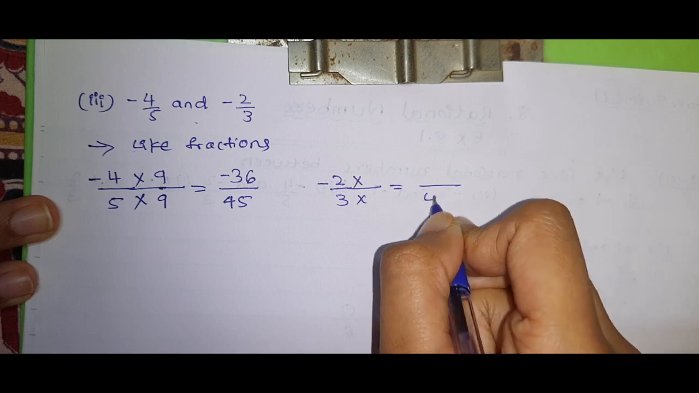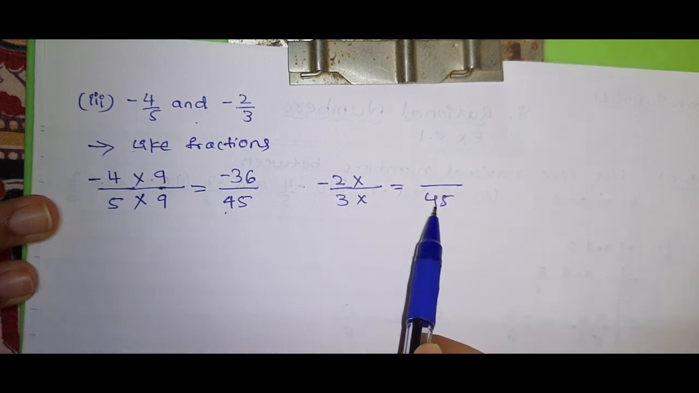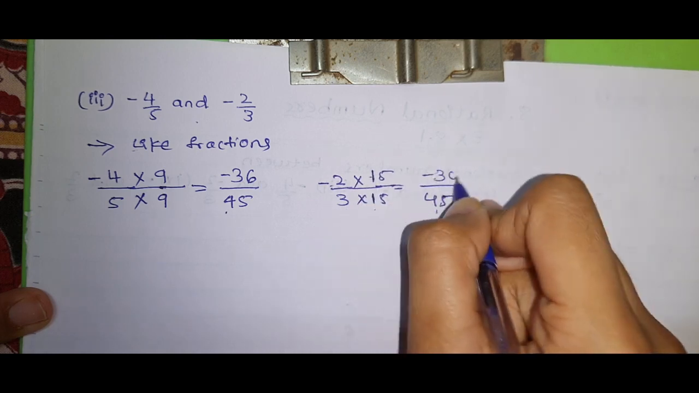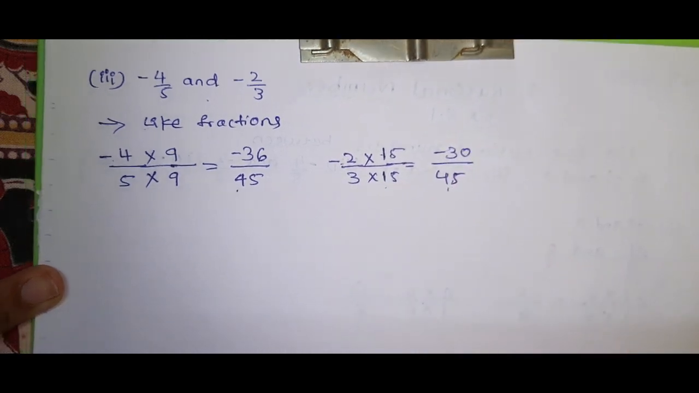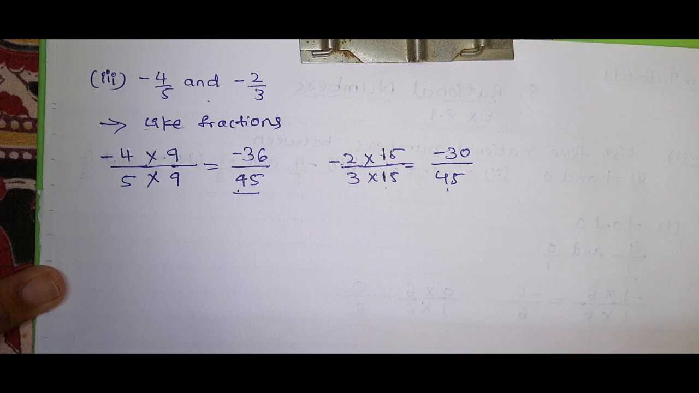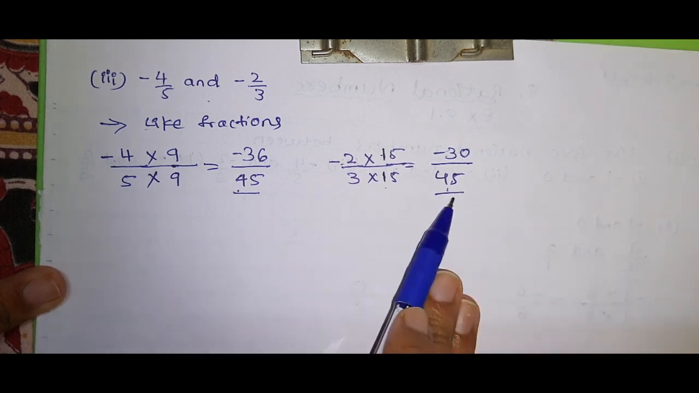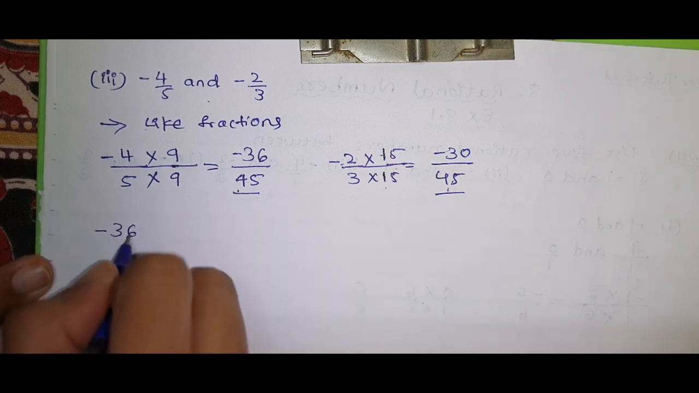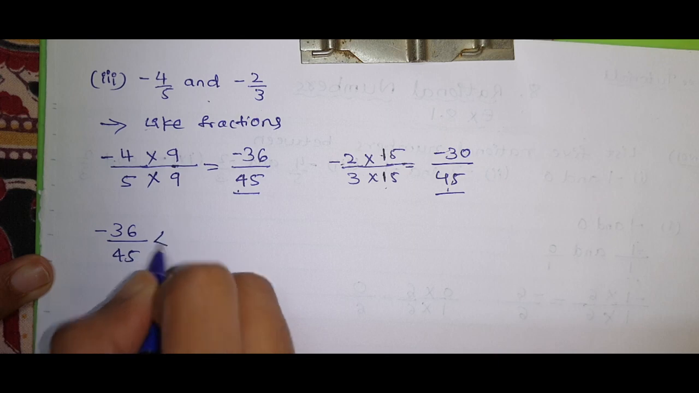Then what about minus 2 divided by 3? In the denominator I should get 45, so this will be minus 2 into 15, which is minus 30. Now we got minus 36 divided by 45 and minus 30 divided by 45. Now we have successfully converted these into like fractions. Now let me write minus 36 divided by 45.